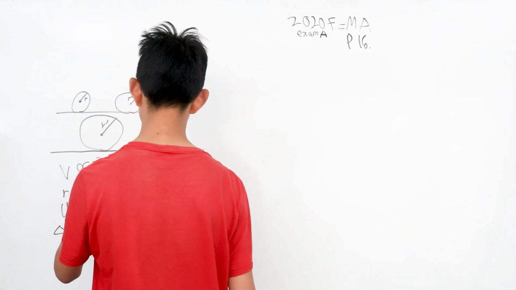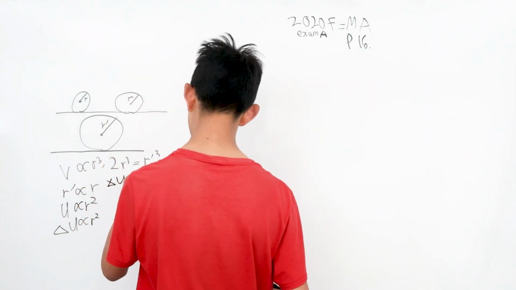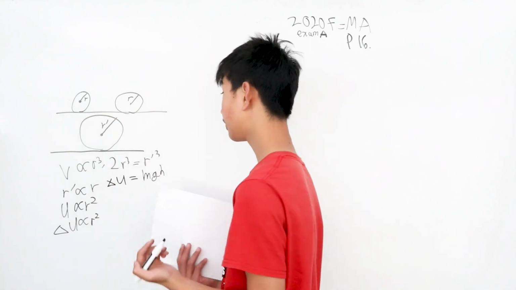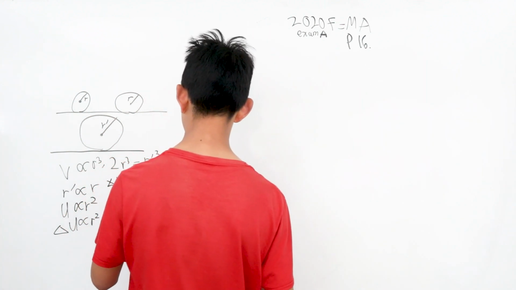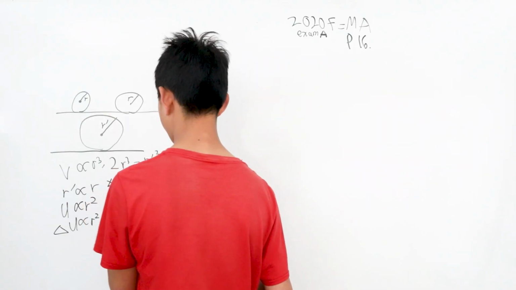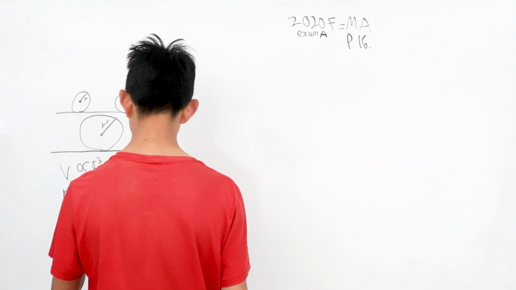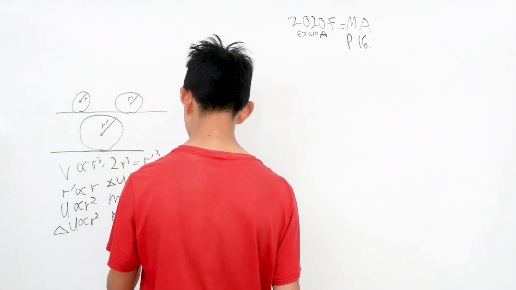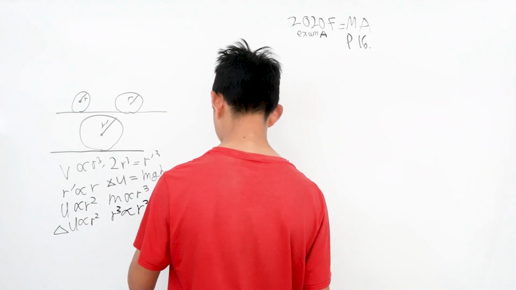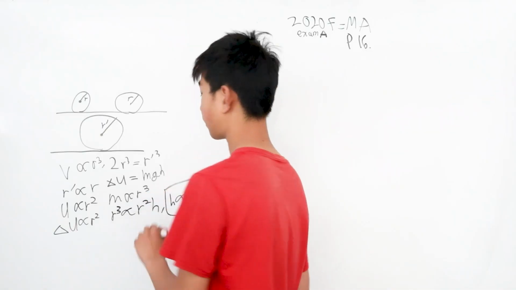Delta U is now, well, it's mgh. But since we find that mass is proportional to radius cubed, then we plug all these in, and the above equation becomes r cubed is proportional to r squared h. So therefore, h is proportional to 1 over r. And this is going to be your answer for this problem.